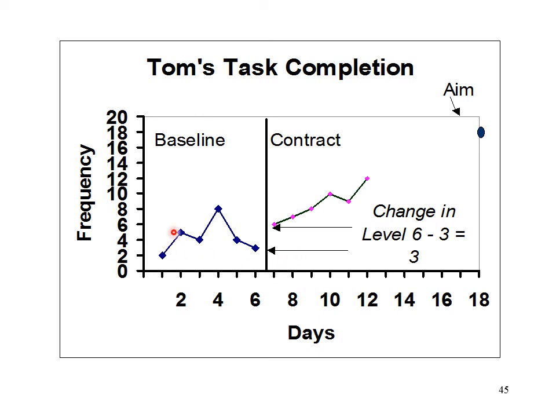So in this case, we have our last day of baseline here, and we have our first day of intervention here. So we had an immediate change in level of 3. We went from 3 to 6. And another way to look at this is we get the average of these numbers and the average of these numbers. I generally like to do both of those things.